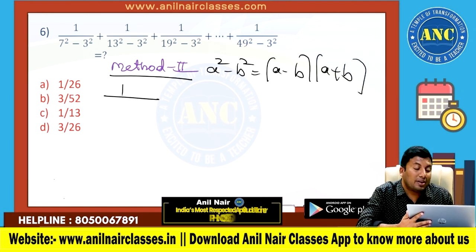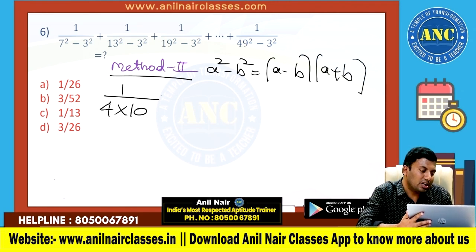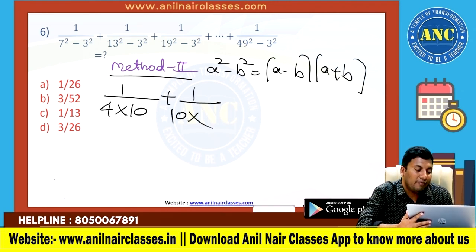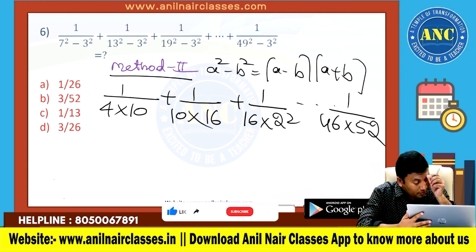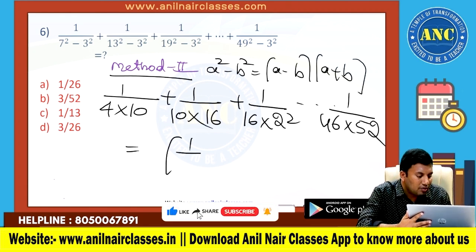7 square: 7 minus 3, 4; 7 plus 3, 10. 13 minus 3, 10; 13 plus 3, 16. 19 minus 3, 16; 19 plus 3, 22. 49 minus 3, 46; 49 plus 3, 52. So, these are nothing but 1 by 4 minus 1 by 52.